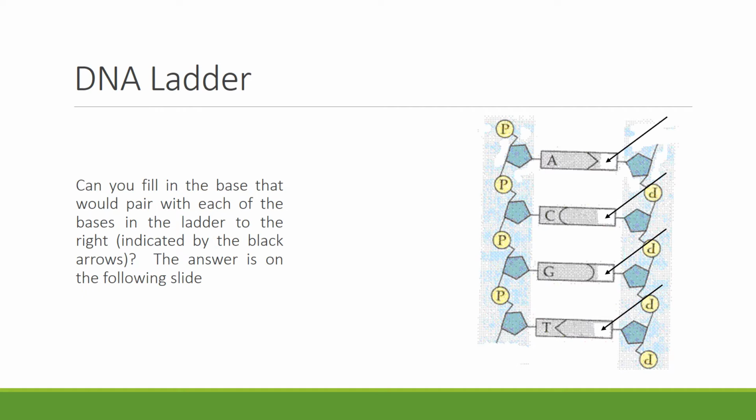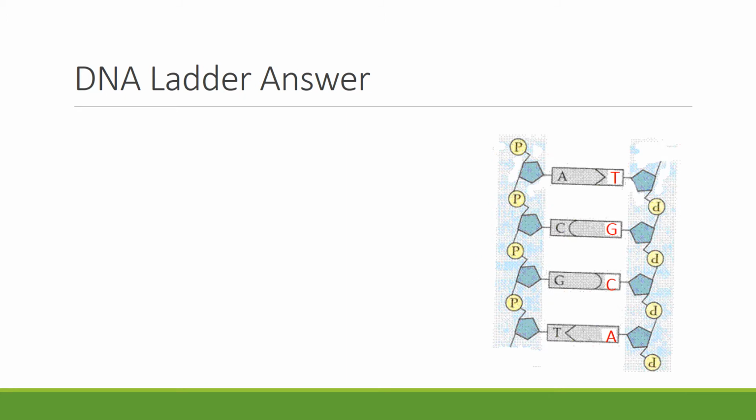Here is a portion of the DNA ladder showing one of the bases on each rung. Can you predict what base should pair with each of these? The answer is on the following slide. Remembering that A and T always pair and G and C always pair, the sequence should be AT in the first rung, CG in the second rung, GC in the third rung, and TA in the fourth rung.